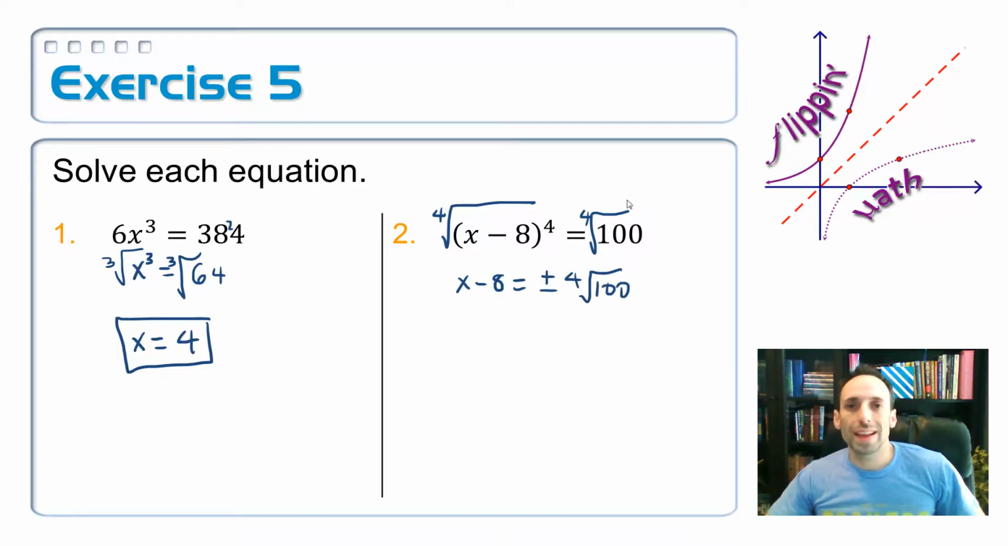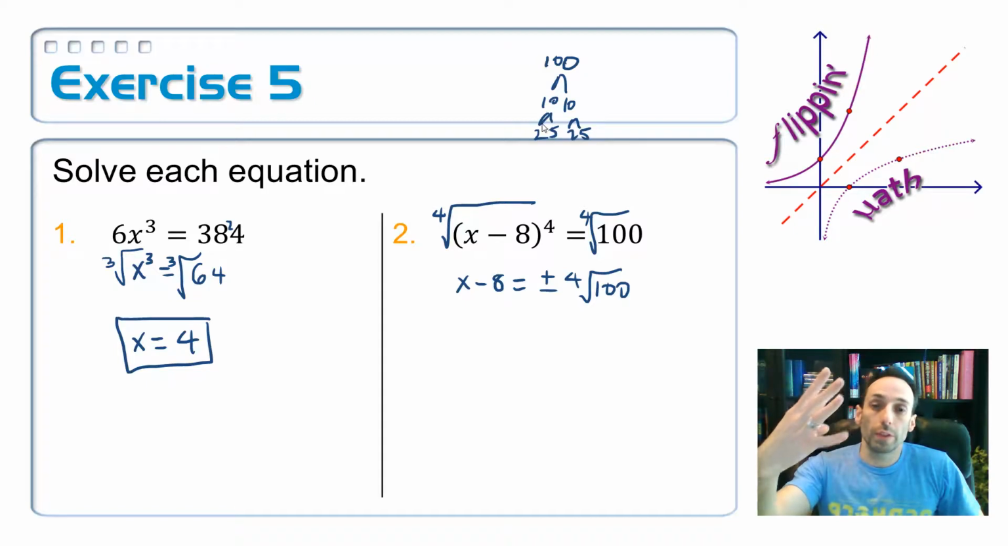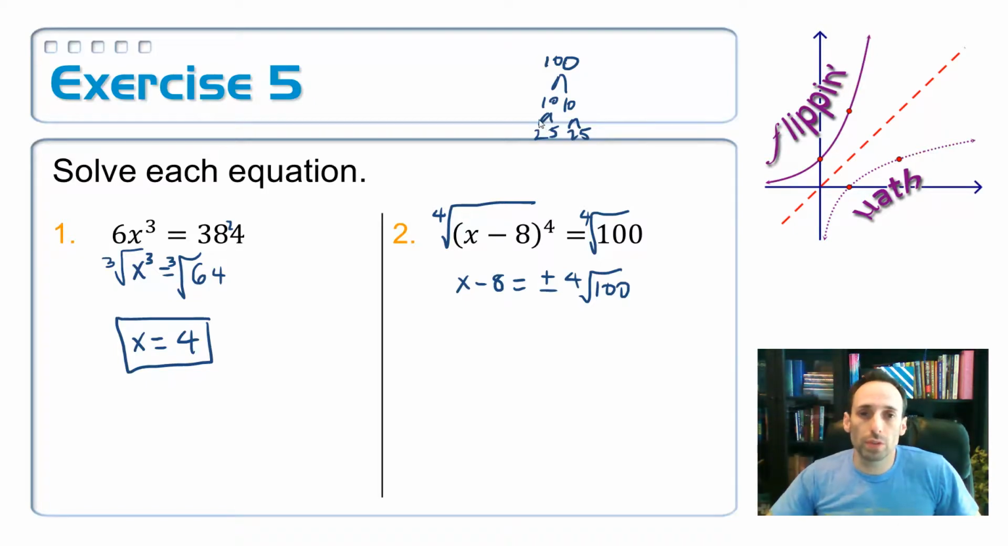Now I know that that doesn't simplify with the fourth root because 100, there we go, 100 is 10 and 10, and then each one of those is a 2 and a 5, 2 and a 5. And if I'm going to simplify it with a fourth root, I need 4 of those numbers for something to come out. So that can be left like that. And then finally add your 8 over, so x is equal to 8 plus or minus the fourth root of 100.